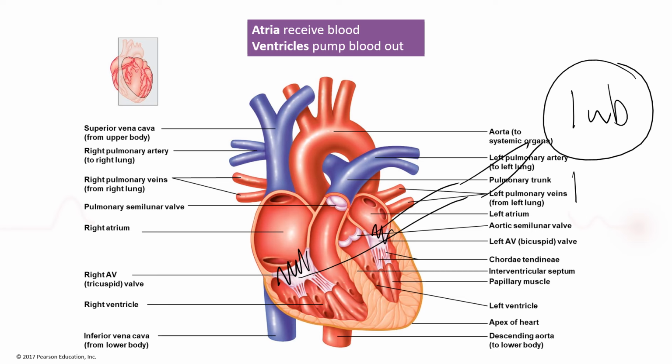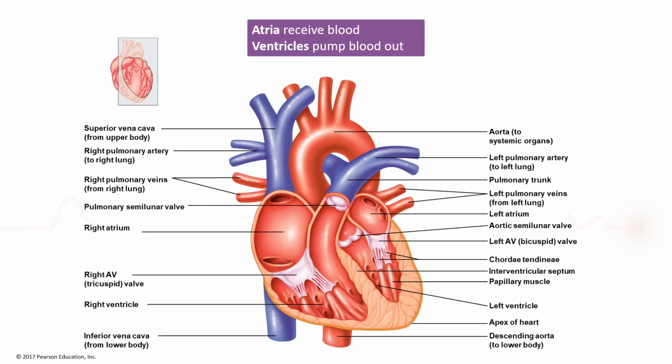But what creates the dub sound, the second heart sound? The answer to that is, well, when the right and the left ventricle contract, where does the blood go? Blood is going to go from the right ventricle through the pulmonary semilunar valve into the pulmonary trunk. And blood is going to go from the left ventricle through the aortic semilunar valve into the aorta.